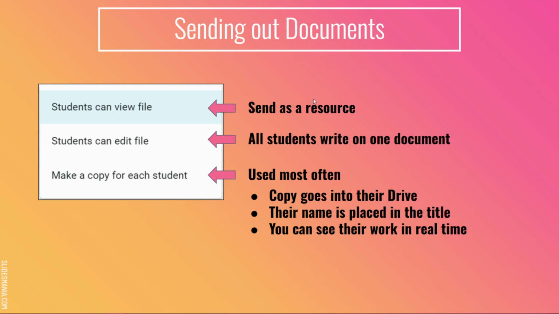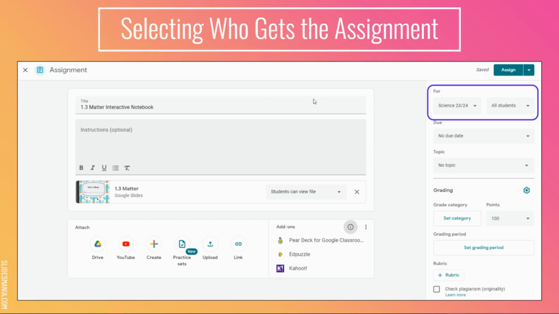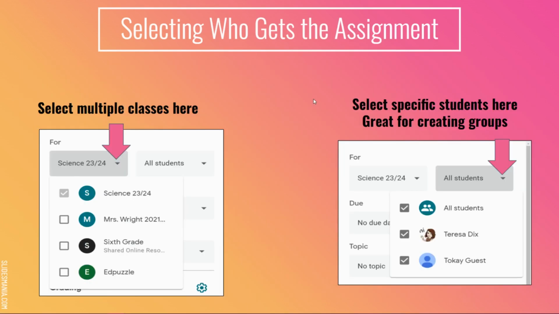If you would like each student to have their own copy of the document, select Make a Copy for each student. This one is used the most often, and the benefits include that the copy goes into their own drive, their name is placed on the document, and if you're checking on your students to see if they're working, you can see their work in real time. This little section here shows me who gets the assignment. So I can use the little drop down to select multiple classes here. If I'm only in one class and I would like to create some groups and just select specific students, I can use the drop down on the right.